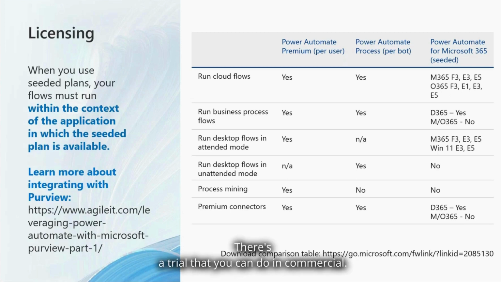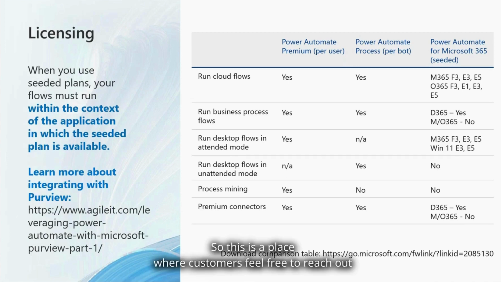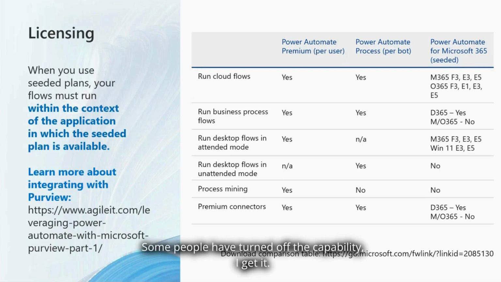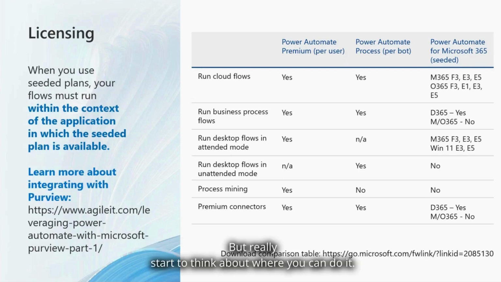There's a trial that you can do in commercial. And sites, kind of the same thing. So this is a place where customers, feel free to reach out for doing work together, because understanding the licensing and how to do it best is something that's important. But most customers already have a license like this that they can apply. Some people have turned off the capability. I get it. But really start to think about where you can do it.